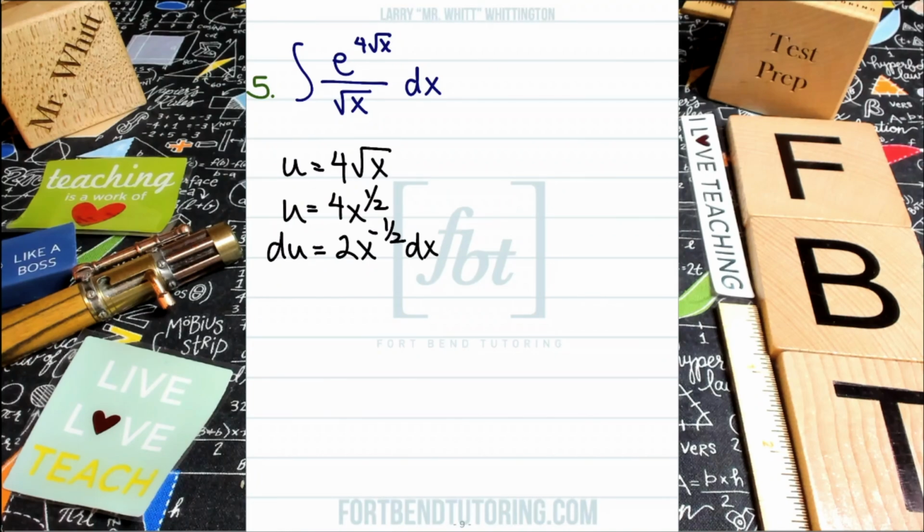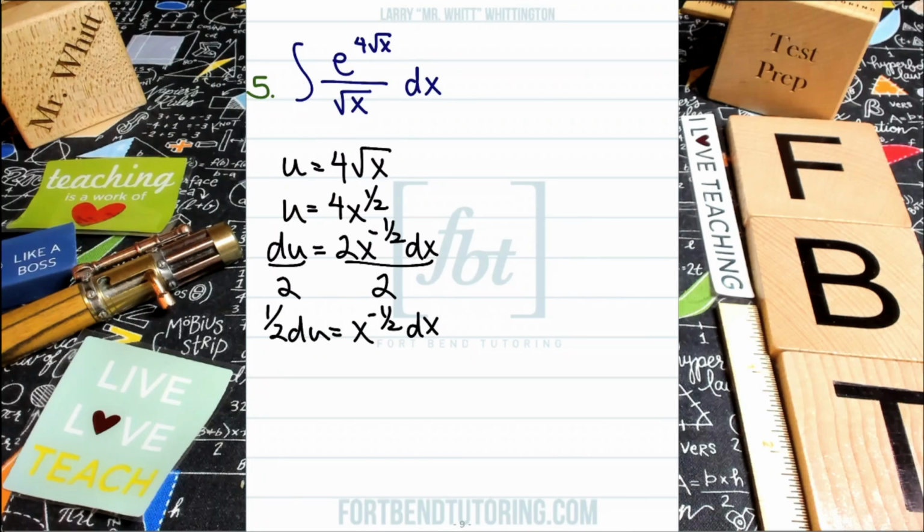So after we took the derivative of both sides of the equation, what you'll want to do now is try to rewrite this into a format that's going to be useful for us. In other words, we're trying to match a part of the original integral with our derivative of u. So let's begin by dividing both sides by 2. That should help, right? You'll end up with 1/2 du equals x to the negative 1/2 dx.